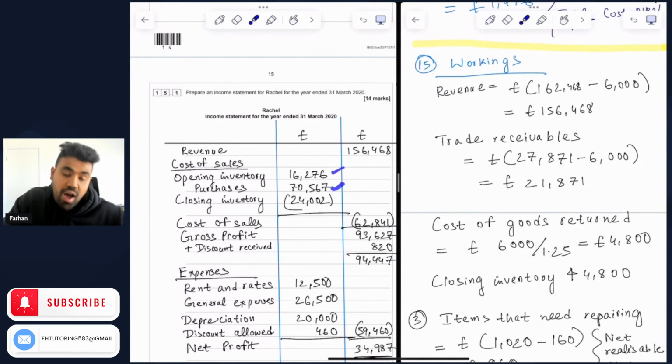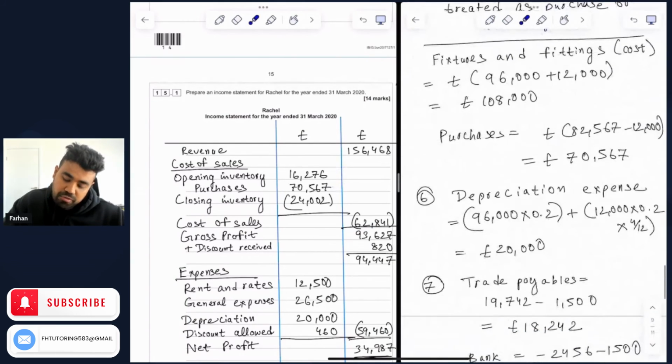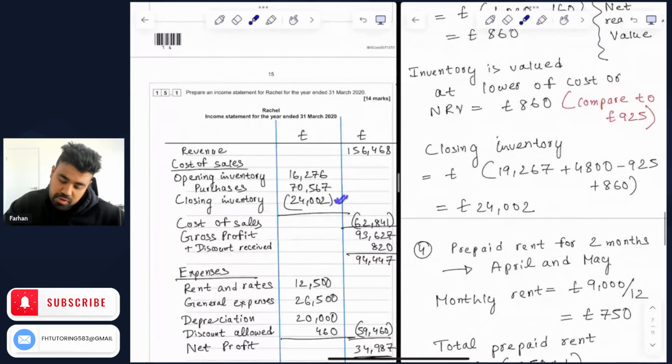This is the revised purchases figure of £70,567 after we have removed the £12,000 that should have been included for fixtures and fittings. Then we are subtracting closing inventory of £24,002. Where did we get this £24,002? This is based on our final calculations based on additional information 2 and additional information 3.